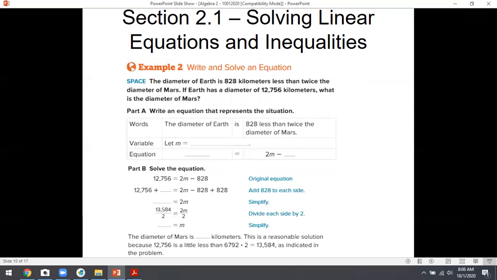Here's another example. The diameter of the Earth. That's just practicing writing an equation, and I will actually do this one with you. So you might want to write down example 2. We won't write it, go very quickly, but if you want to go back to the book someday and say, what was example 2? Here it says the diameter of Earth is 828 kilometers less than twice the diameter of Mars. If Earth has a diameter of 12,756 kilometers, what is the diameter of Mars? So how would you set that up as an equation?